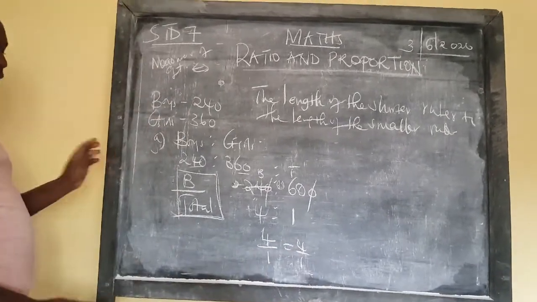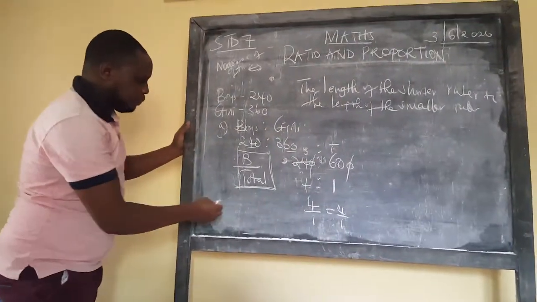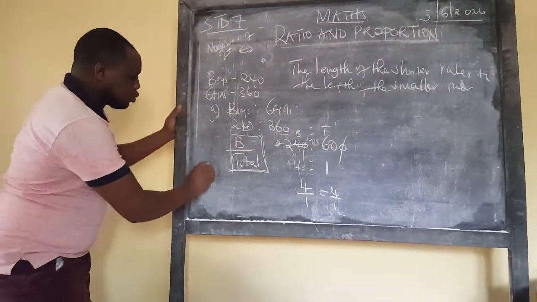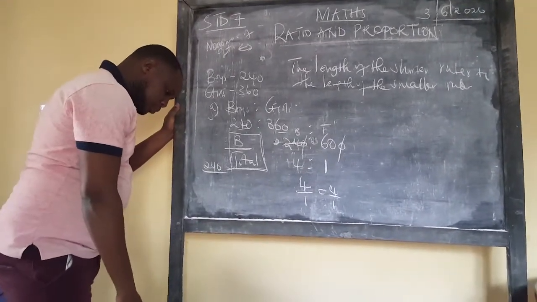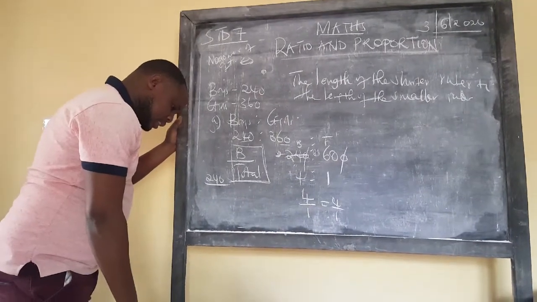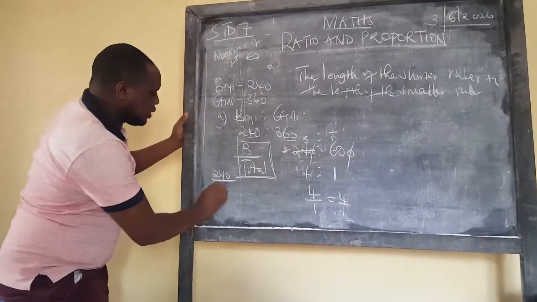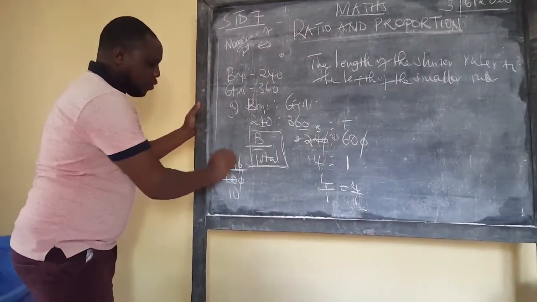Now in this case, if I use the fraction form directly, I get the boys, 240 over the total. And the total number of all these is 600. So this will cancel by 6, 10, by 6, 4.